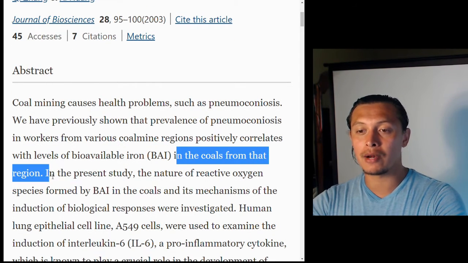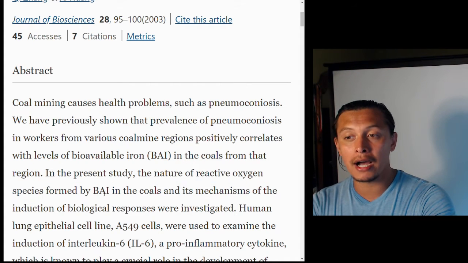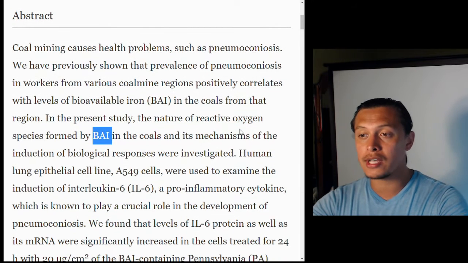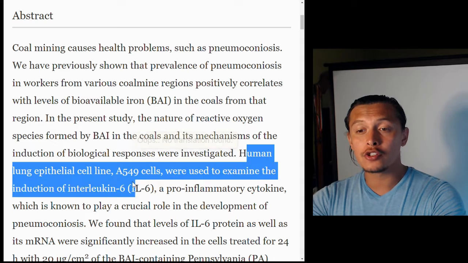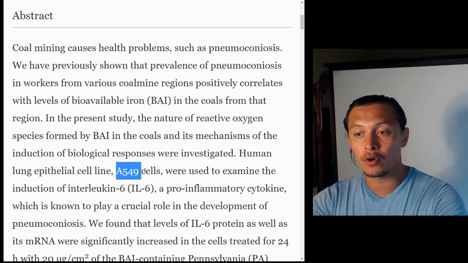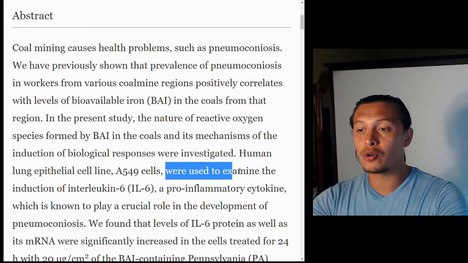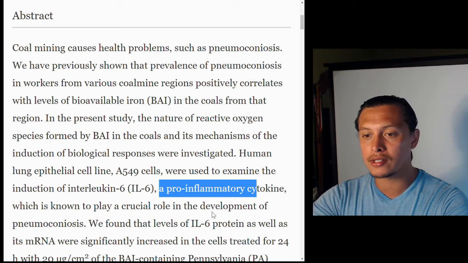So in the coals from that region. So in the present study, the nature of reactive oxygen species formed by bioavailable iron in the coals and its mechanisms of the induction of biological responses were investigated. The human lung epithelial cell line, A549 cells, was used to examine the induction of interleukin 6, which is a pro-inflammatory cytokine.